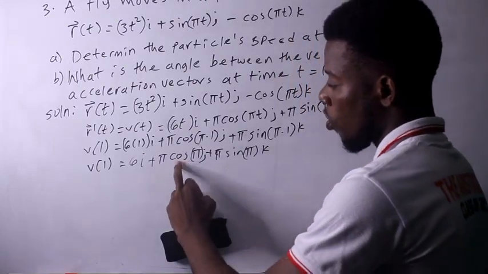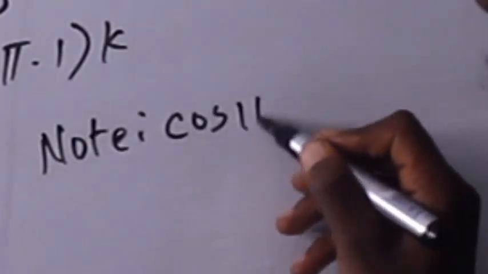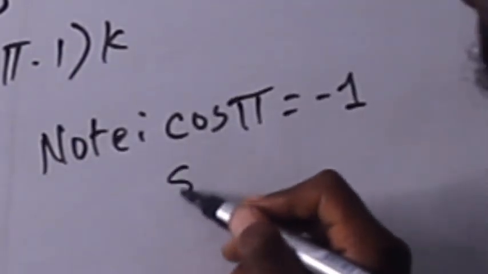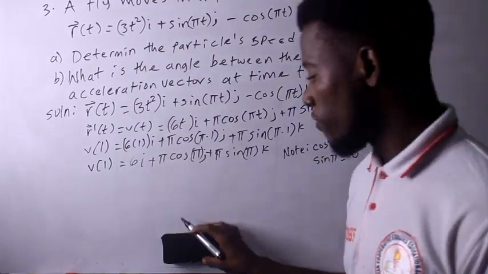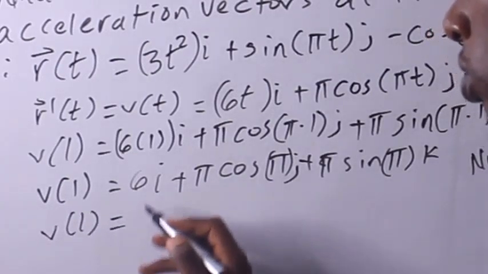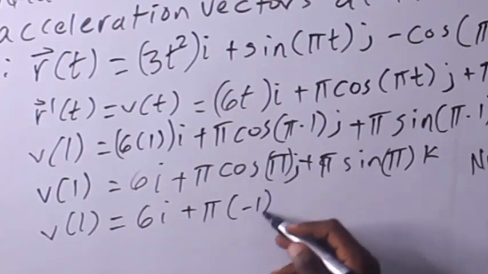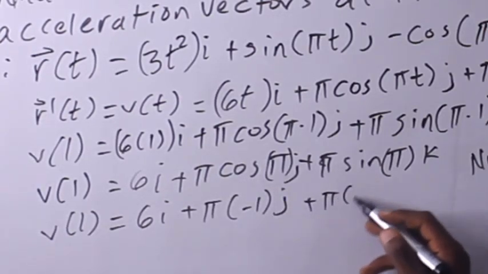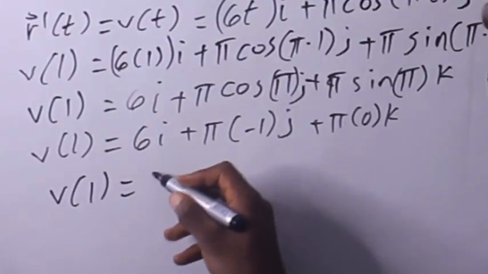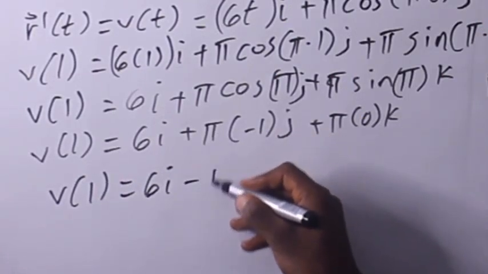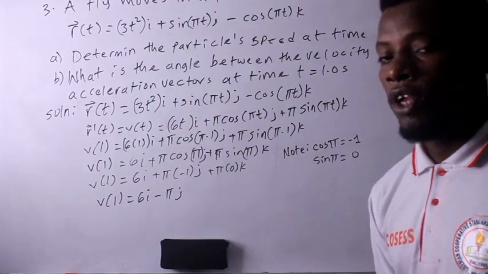What is cos of pi? Note that cos of pi is negative 1, and sine of pi is 0. Therefore, the velocity of the particle at time t equals 1 will be 6i plus pi times negative 1 j plus pi times 0 k. Sine of pi is 0. So v of 1 will be equal to 6i minus pi j. The k term cancels out, it's just 0. So this is the velocity of the particle.